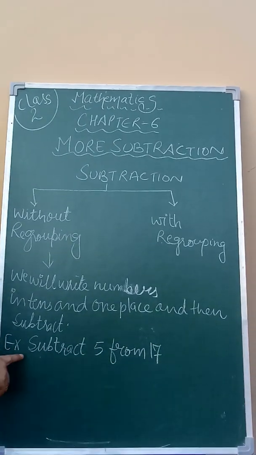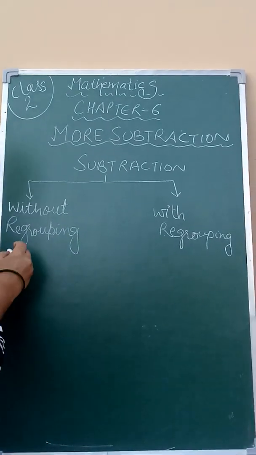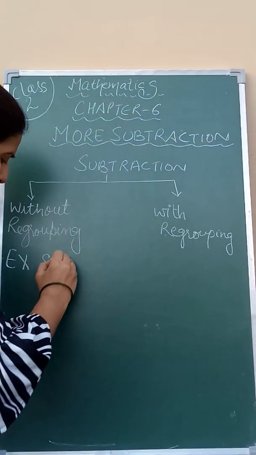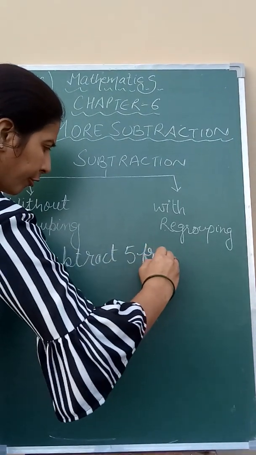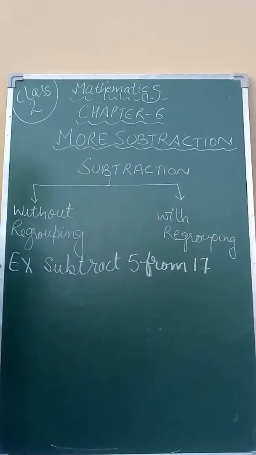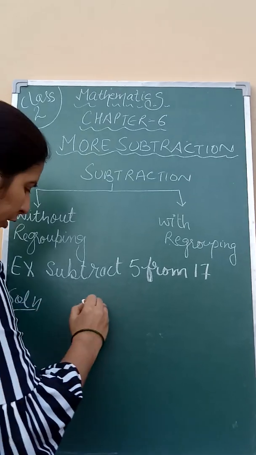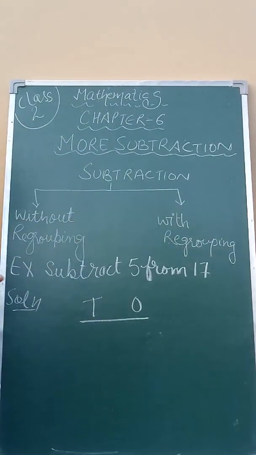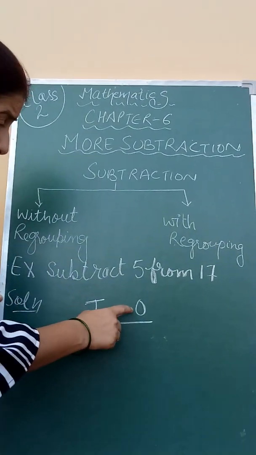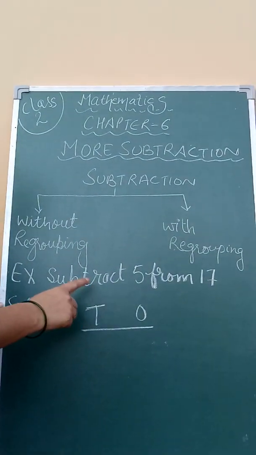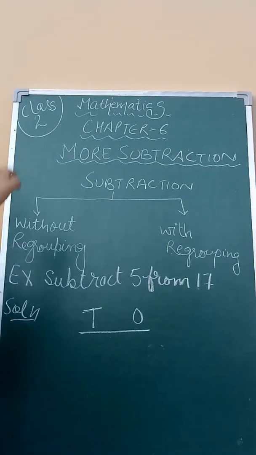So let's take one example. Subtract 5 from 17. So first of all, according to this method, we have to write the numbers in tens and ones form. Right, the bigger number. So first the tens and ones place you have written, students. This is very important. You have to write tens and ones place when it is a 2-digit and a 1-digit number. If it is a 3-digit number, then we move to the hundreds place.